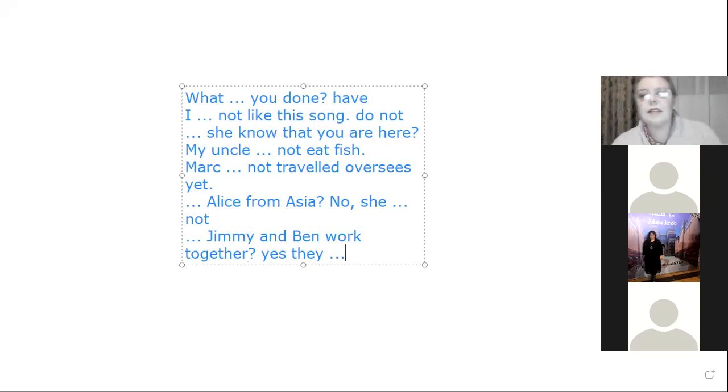Now, look at the tense of the sentence. Jimmy and Ben work together. If you are using are, then there must be a working, because it's a continuous tense. So, are Jimmy and Ben working together? Yes, they are.